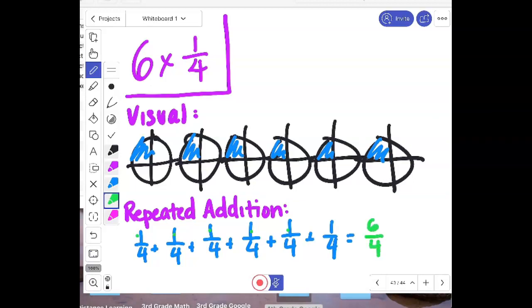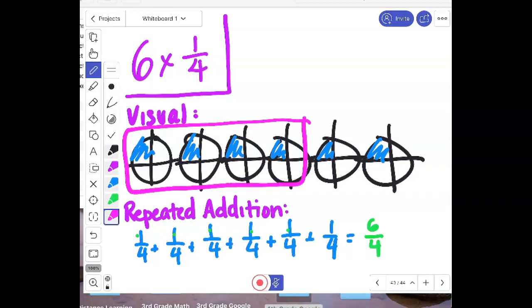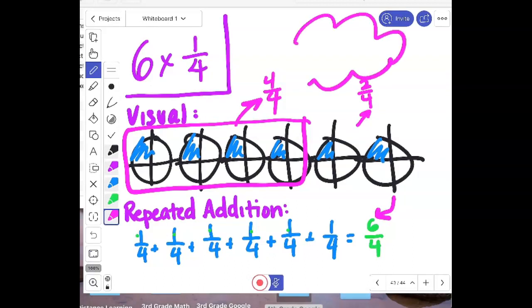If I could imagine that if I put these ones together, that's 4/4. And then I have 2/4 left, right? 4 plus 2 makes, boom, 6. So our final answer here would be 6/4. So either way you do it, if you visualize it by drawing it out, or if you use the repeated addition model, doesn't matter. You've got that 1/4 6 times, which would be 6/4.